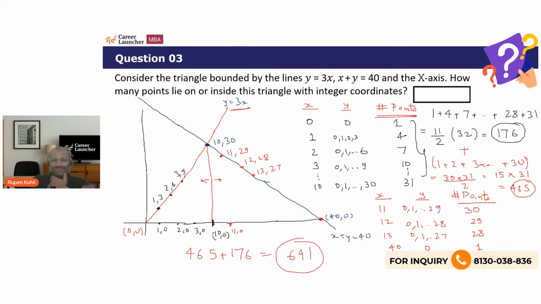641 points are there. Okay, so I think this kind of question was asked. It's a replica of a previous year problem, and yes, pattern recognition is there in this problem, right? Sequence is there, and very much a doable problem once you understand how to do this.